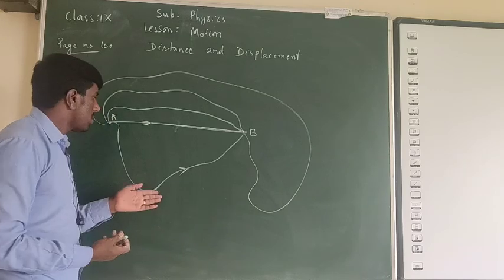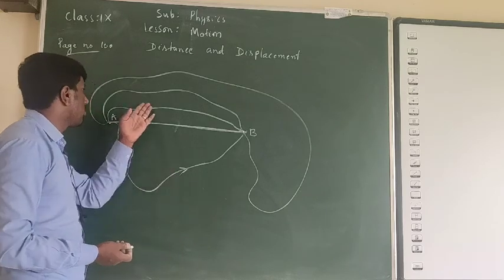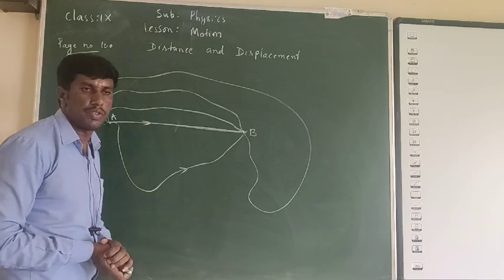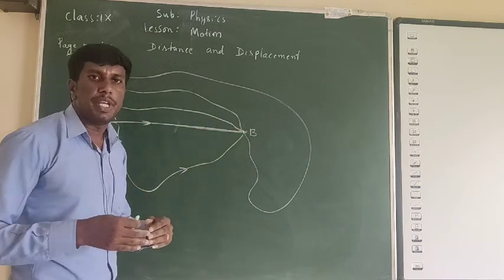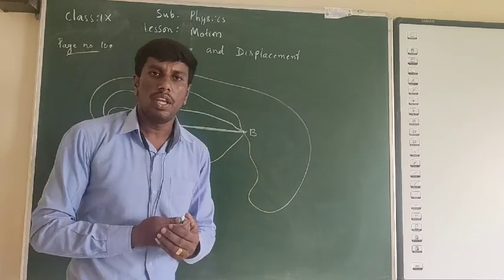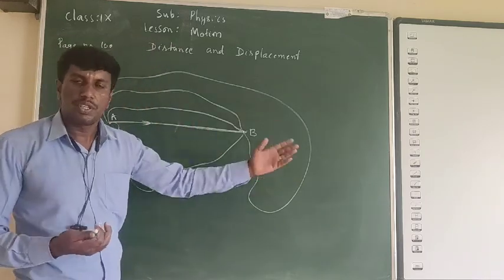Displacement. Distance doesn't have any direction. You can take this one also, this one also, this one, this one. So displacement is having a particular direction. What do you mean by displacement? The shortest distance between the initial point and the final point is nothing but displacement.